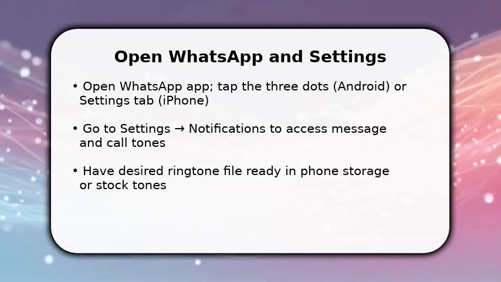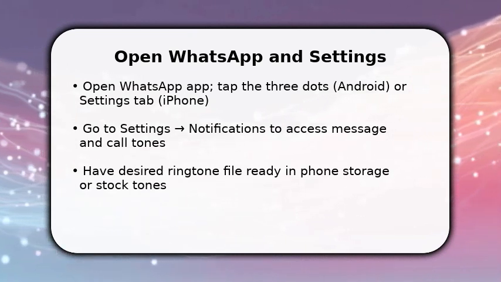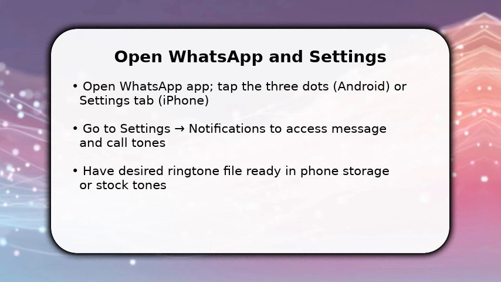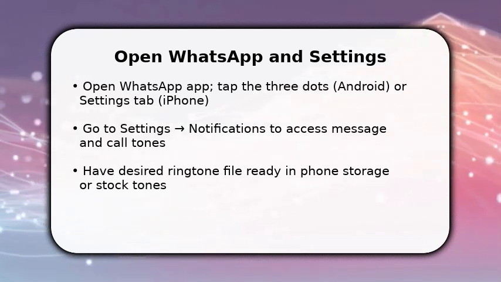You begin by opening WhatsApp and navigating directly to Settings. This gets you to the notification controls immediately. On Android, tap the three dots, then Settings. On iPhone, tap Settings in the bottom tab.